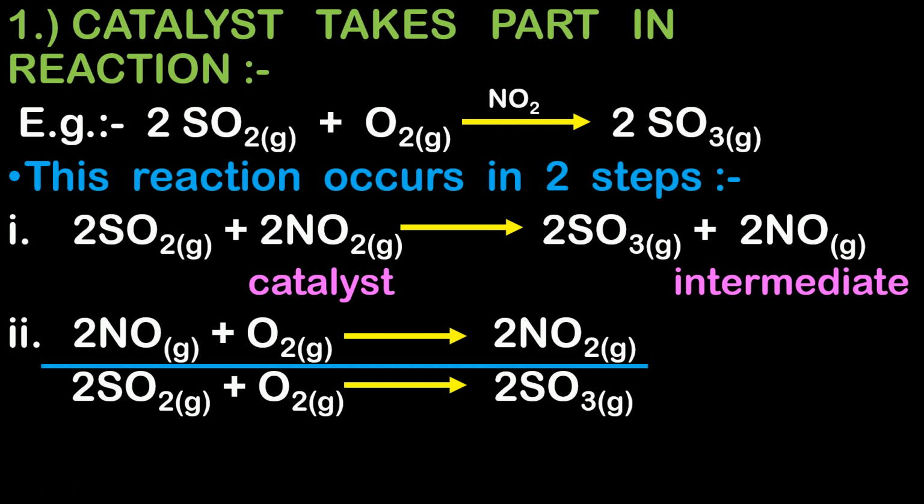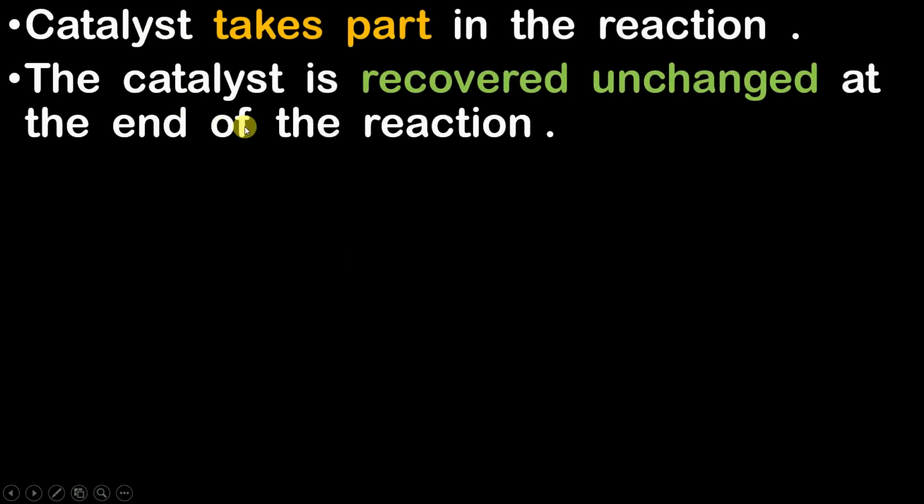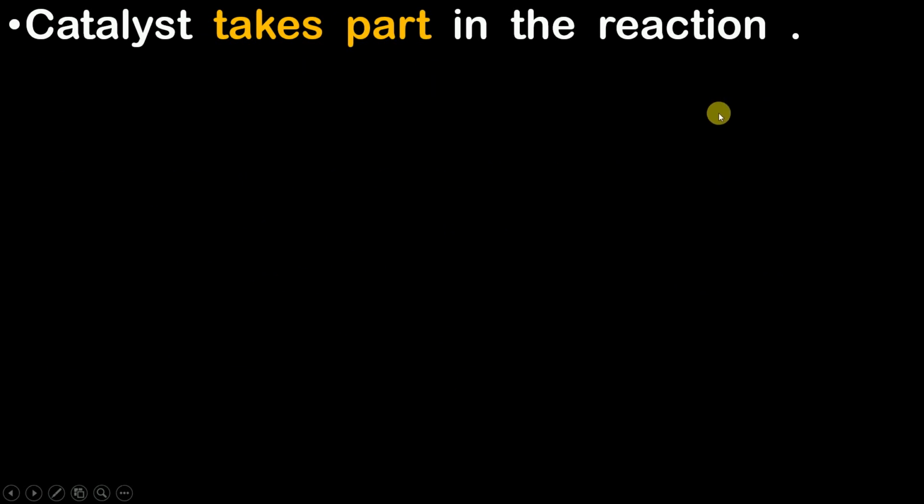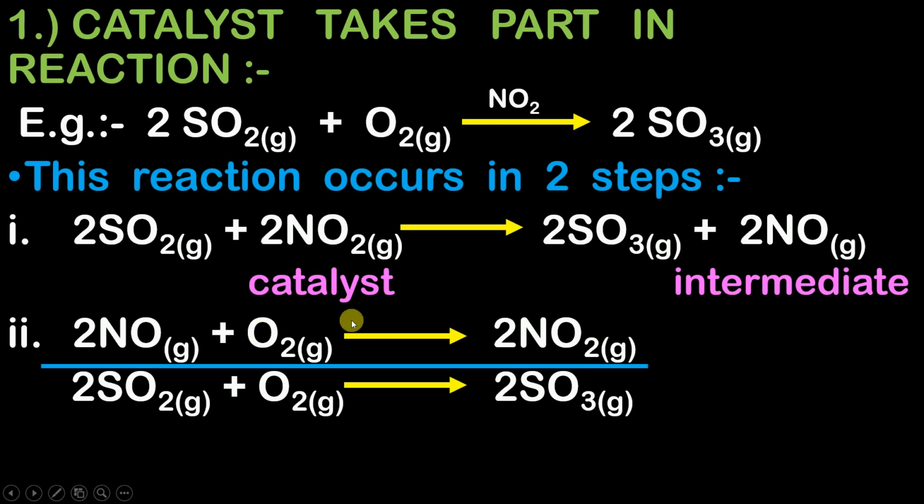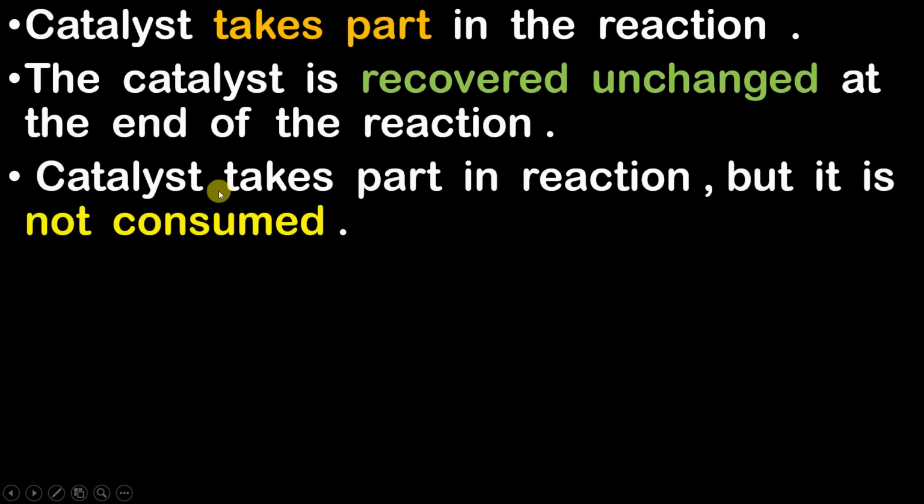So here if you observe, yes, the catalyst does take part in the reaction in the first step itself. Now moving on, second point, the catalyst is recovered unchanged at the end of the reaction. So as you can see over here, by the end of the second step we get our catalyst as it is. We have given 2NO2 and we have got back our 2NO2.